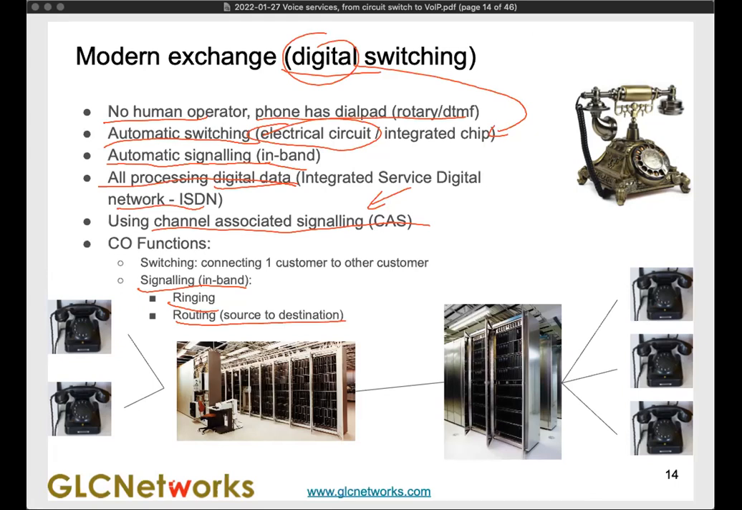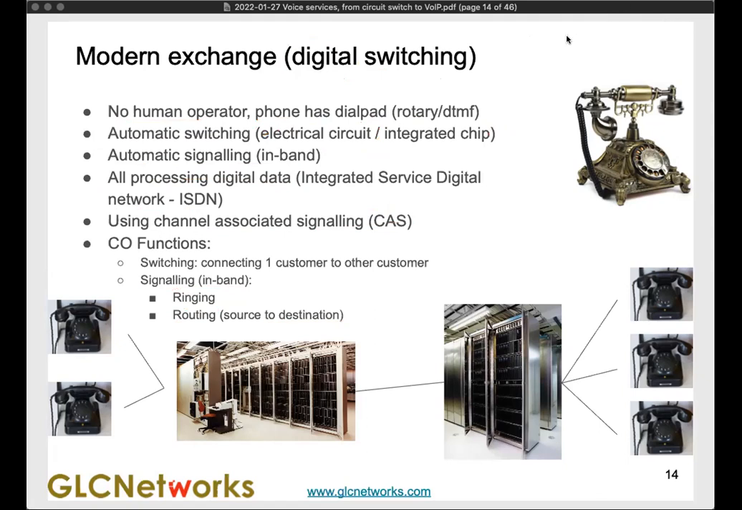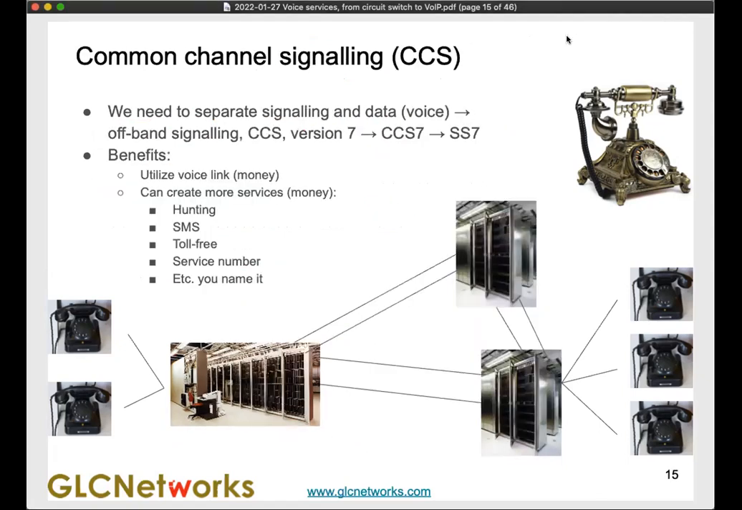So at the time we are using digital switching, and then the next evolution is in terms of signaling. Instead of CAS, we are using CCS, common channel signaling. It means that we have a dedicated link for signaling. So what does the signaling do in telecommunications?